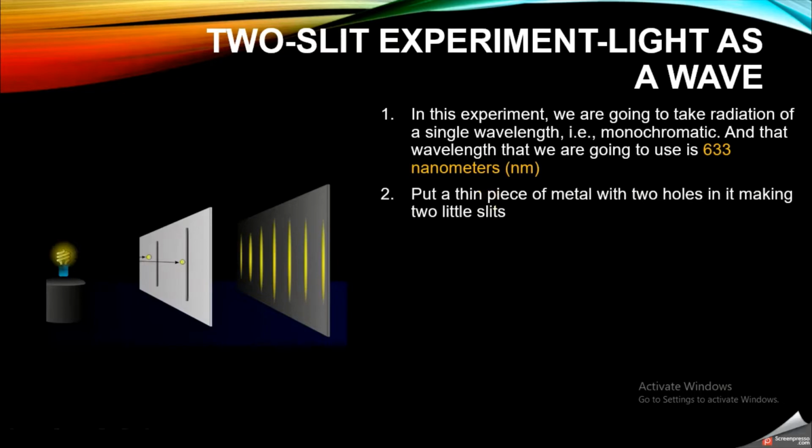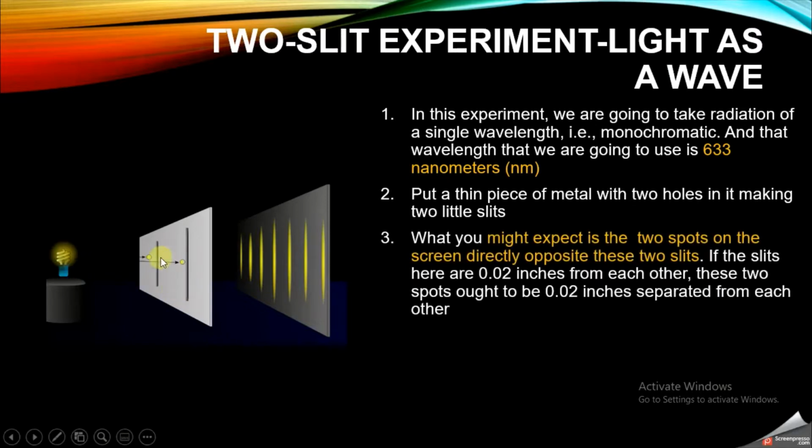Now the second step is that we put a thin film of metal with two holes in front of this light source. So these two holes are called the slits. These are small slits and they are actually at a very small distance from each other. But just for this figure I have put them at a far distance, but in the actual experiment they should be at a very small distance.